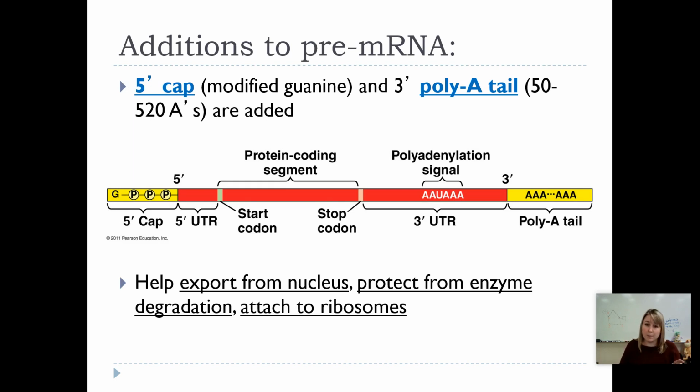Again, the 5' cap is going to help get it out of the nucleus. It'll help it get through a nuclear pore. It's attracted to a nuclear pore. It also is attracted to one of the binding sites on a ribosome.